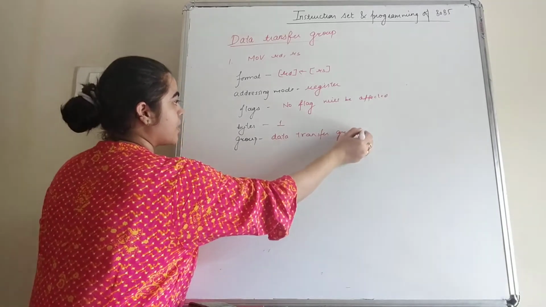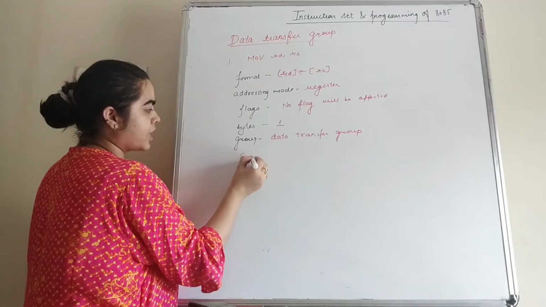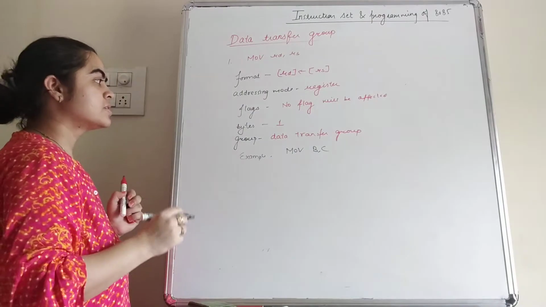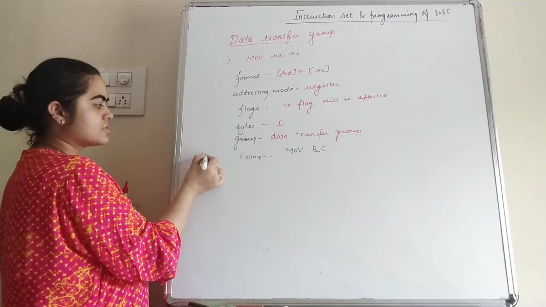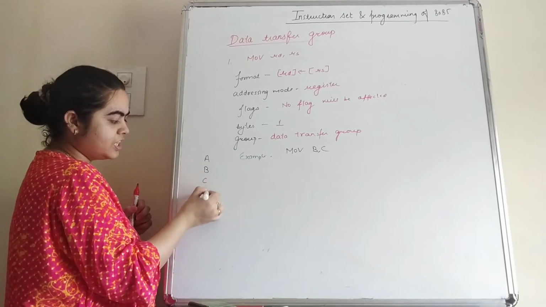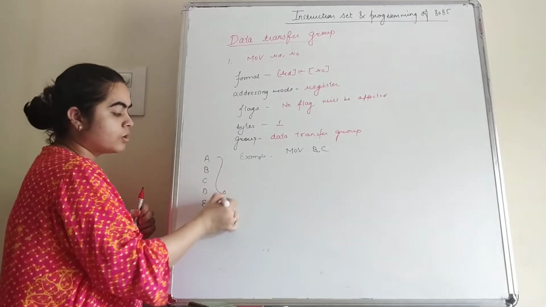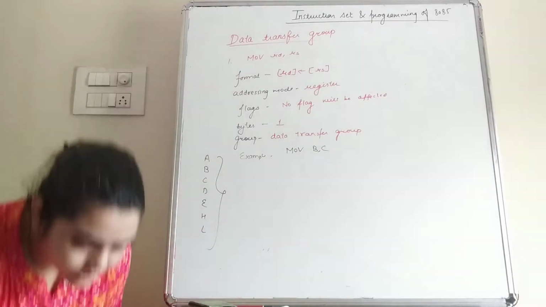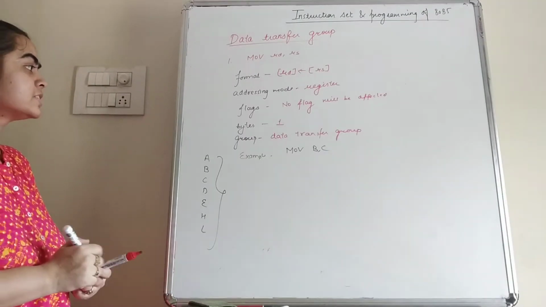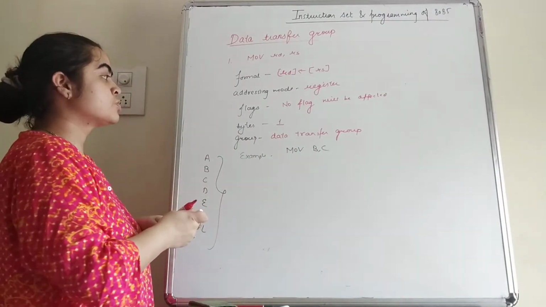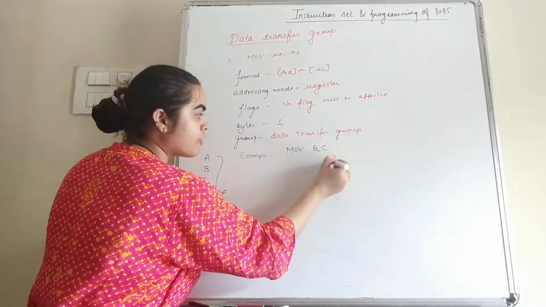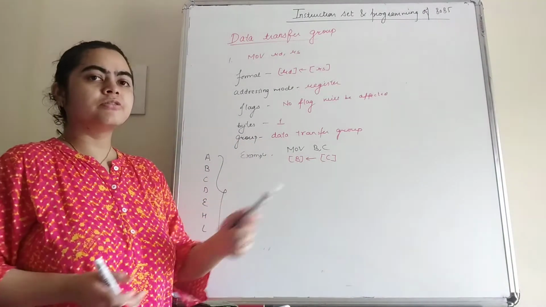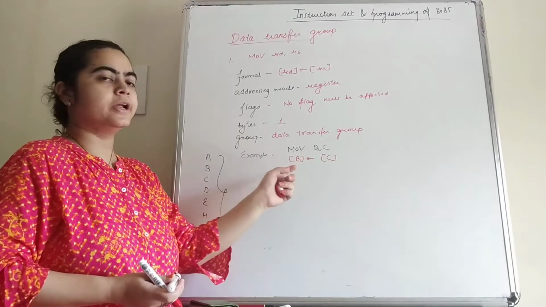Now we can see the example. For this instruction, suppose we have the example MOV B, C. Students, in our microprocessor we have 7 general purpose registers: A, B, C, D, E, H and L. By using these registers we can transfer the data from one location to another. This example, MOV B, C, means the contents of C will be transferred to the B register. Whatever the value in C, that will be copied into the B register.